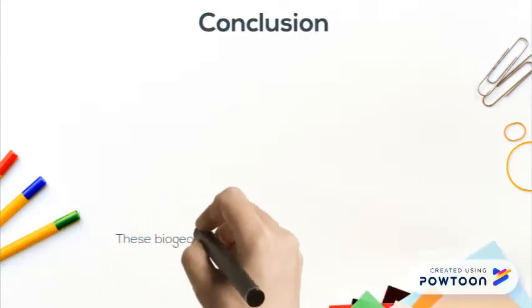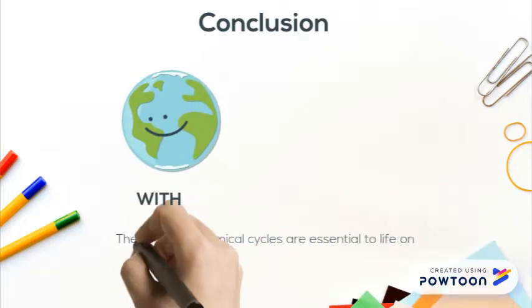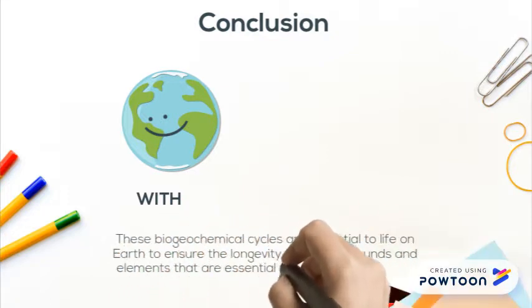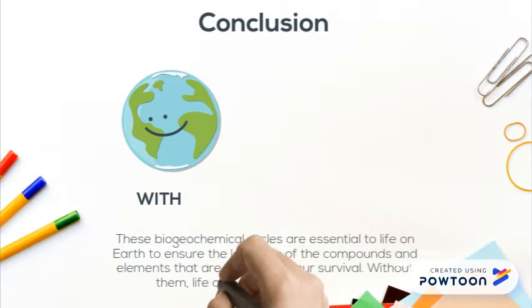These biogeochemical cycles are essential to life on Earth to ensure the longevity of the compounds and elements that are essential to our survival. Without them, life as we know it wouldn't exist.